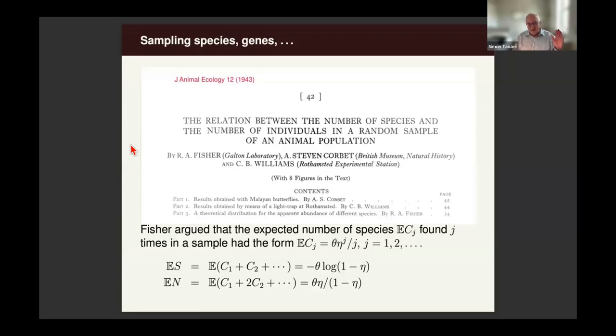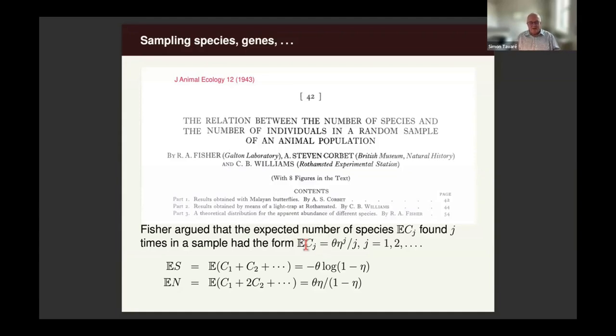This, of course, is not the only paper where people have tried to interpret what Fisher says, but I'll try and set the scene a little bit. So Fisher argued, in the context of these butterflies he was looking at, that the expected number of species found J times in a sample should have the form like this log series thing.